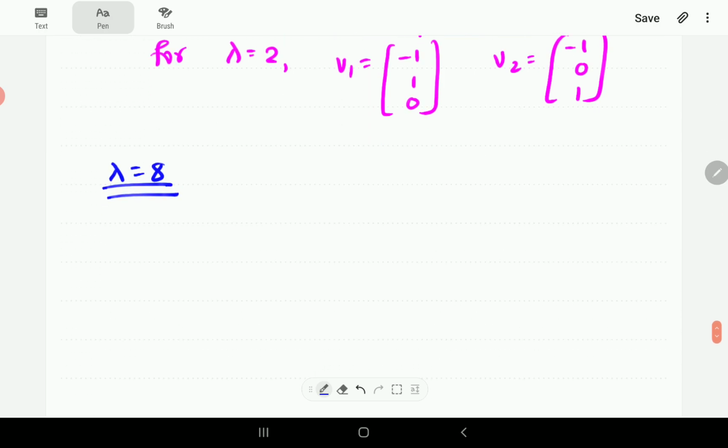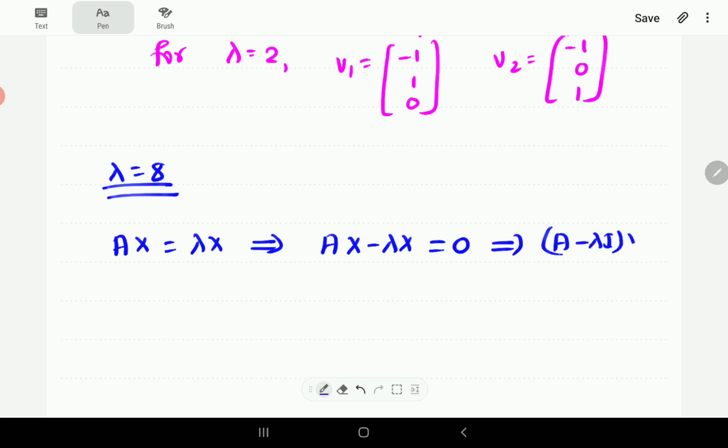For this, let us again start with the same equation, Ax is equal to lambda x. Why am I writing it again? Because it will become a habit and practice for you when you're writing it. Then this will be Ax minus lambda x is equal to 0. This implies (A minus lambda I) times x equal to 0. Writing this as an augmented matrix, in this case lambda is 8, so my matrix will be A minus 8I augmented with 0.